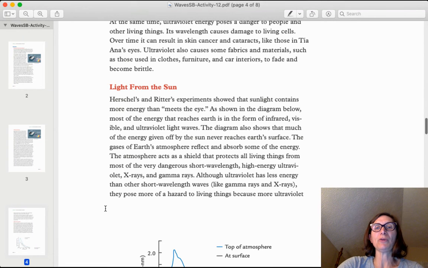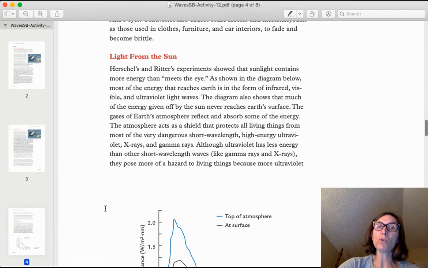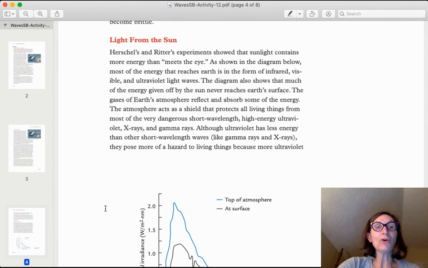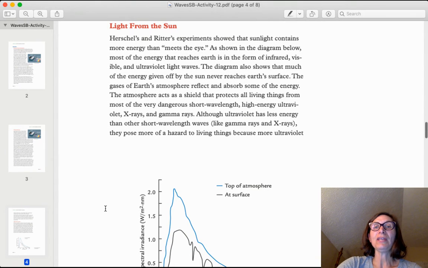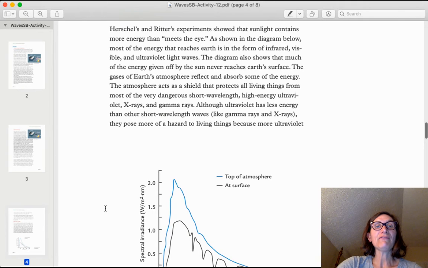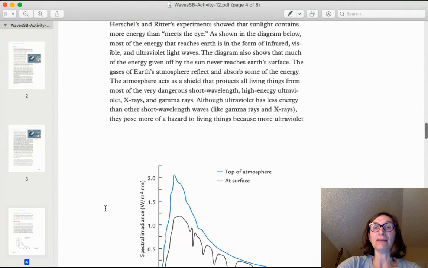Light from the sun. Herschel and Ritter's experiments showed that sunlight contains more energy than meets the eye. As shown in the diagram below, most of the energy that reaches Earth is in the form of infrared, visible and ultraviolet light rays.